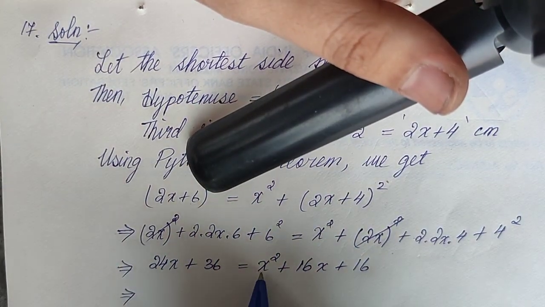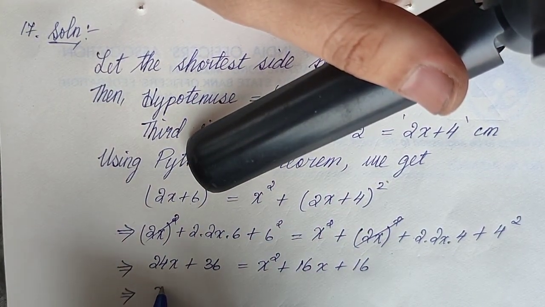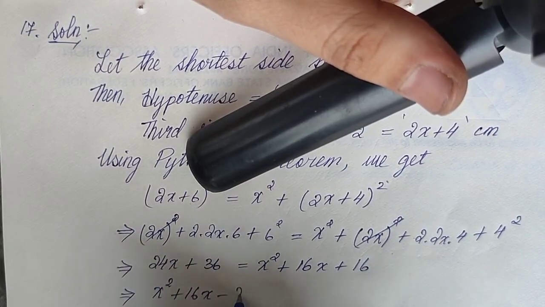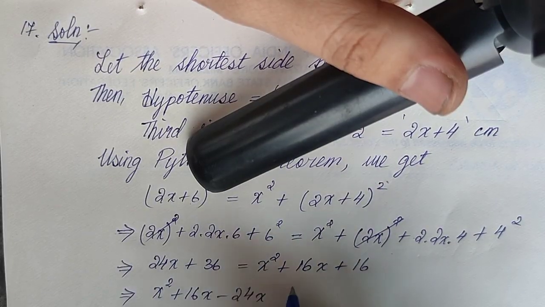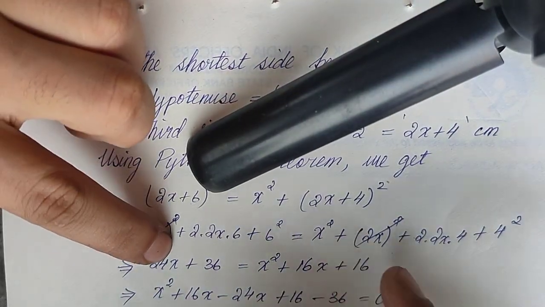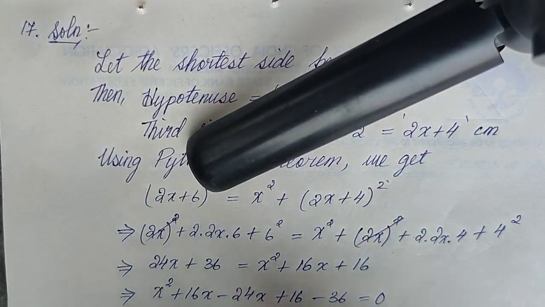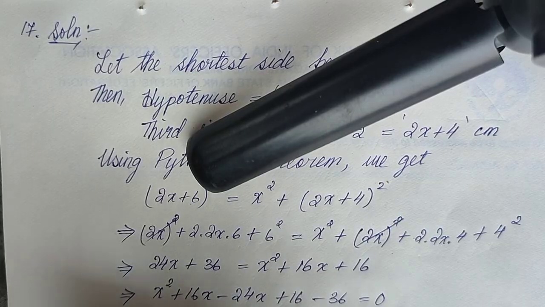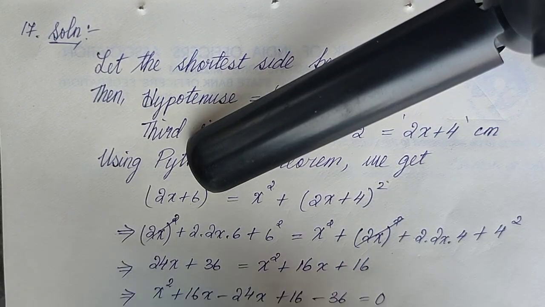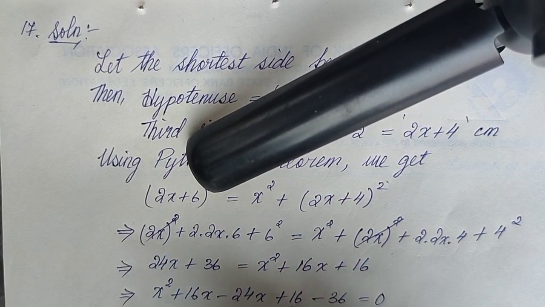Transposing, x square plus 16x minus 24x plus 16 minus 36 equal to 0, which gives x square minus 8x minus 20 equal to 0.